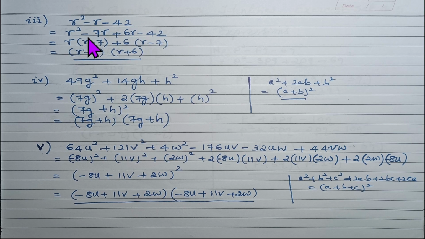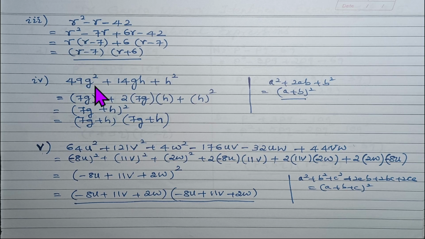plus 6r minus 42. Group it, that is I group it and take r outside. If I take r outside I get r minus 7 here, and taking 6 outside I get r minus 7 again. r minus 7 is common, take r minus 7 outside, what remains is r plus 6, and they are the two factors. So understand here, first we have gone for middle term splitting, second we have taken HCF common, again third I have taken HCF common, and I have got the two factors here.